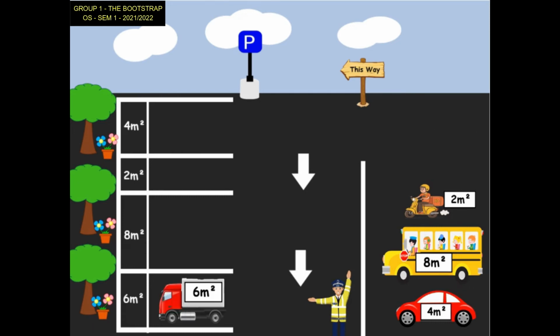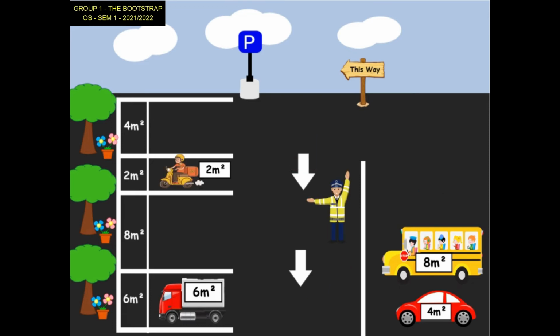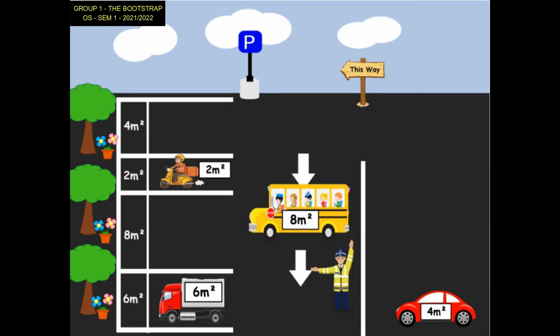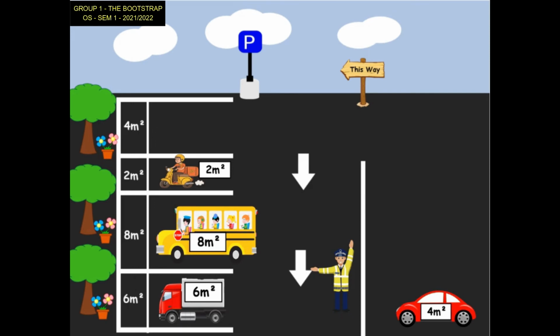The second vehicle in queue is a motorcycle with a size of 2 meter per square. The parking attendant instructs the motorcycle to park at the second parking lot because it is the best fit parking lot for the motorcycle. The third vehicle in queue is a bus with a size of 8 meter per square. The parking attendant instructs the bus to park at parking number 3 because it is the best fit parking lot for the bus.